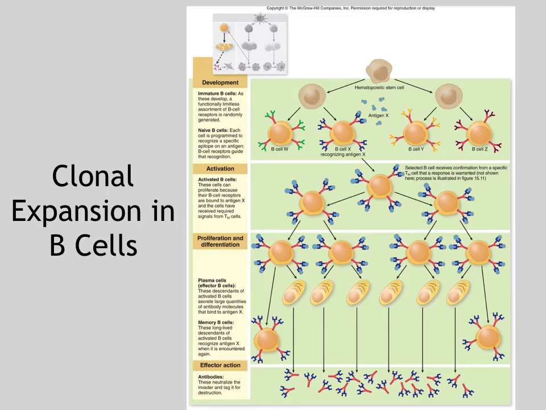And each of them is specific for a different antigen, right? B cell W wants antigen W. B cell X wants antigen X. B cell Y and B cell Z want antigens Y and Z respectively. So antigen X gets filtered through the lymph and comes into contact with the B cell. The B cell phagocytizes it and presents it.